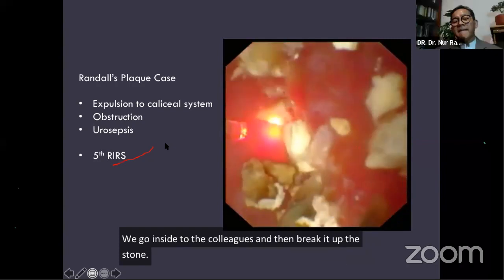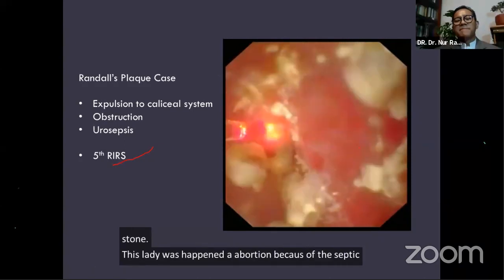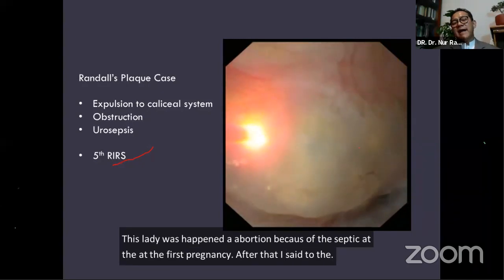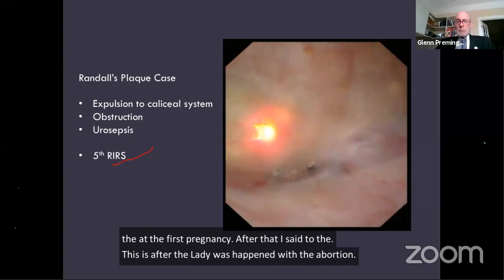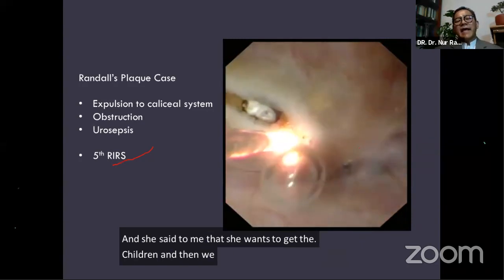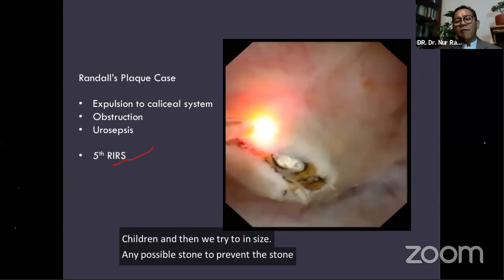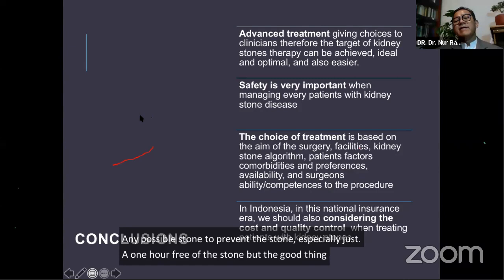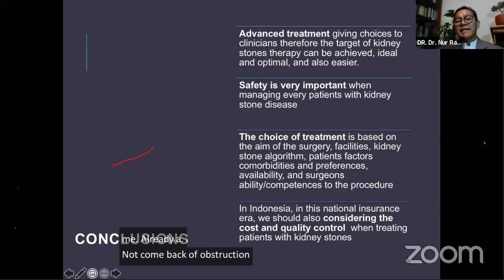This lady had an abortion because of sepsis in her first pregnancy. After the abortion, she told me she wants to have children, so we try to incise any possible stone to prevent stones, to keep her stone-free. The good thing is she has not come back with obstruction for the last 2 years.